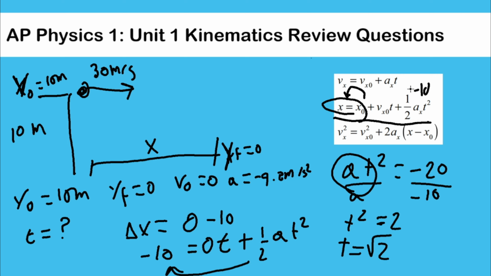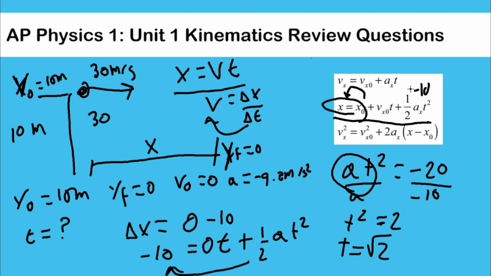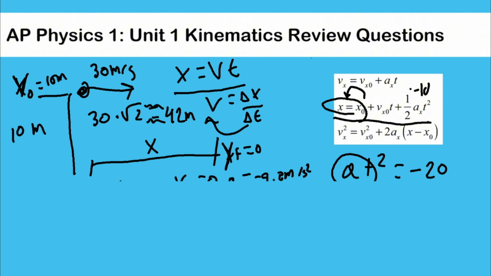Okay, so we're left with time, but to find the x traveled, we're going to use the velocity times time. Because remember, velocity is equal to change in x over change in time. But if you were to put this over here, you get this equation. So let's see, we have initial velocity of 30 times square root of 2, and that will be approximately 42 meters. So in summary, this object released at a height of 10 meters, traveling 30 meters per second horizontally, will travel a horizontal distance of 42 meters before it hits the ground.